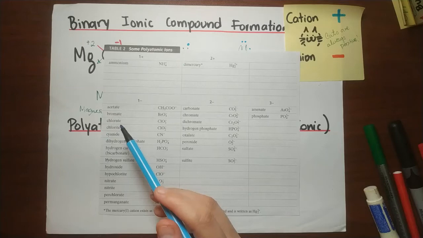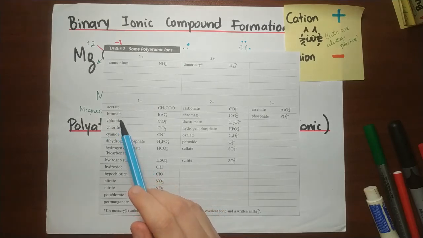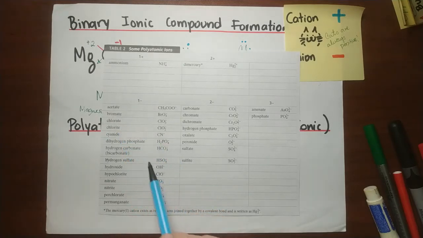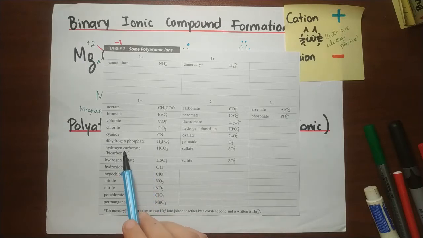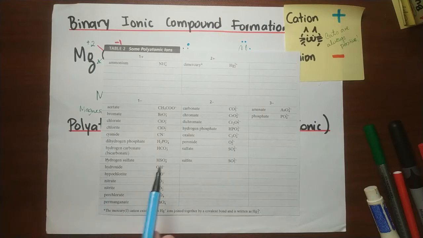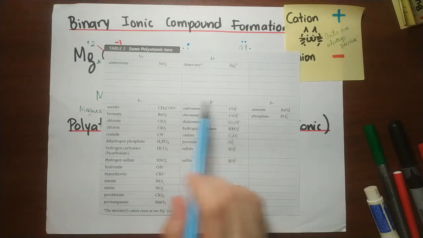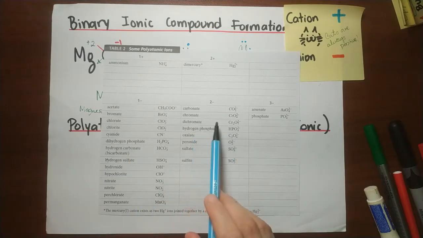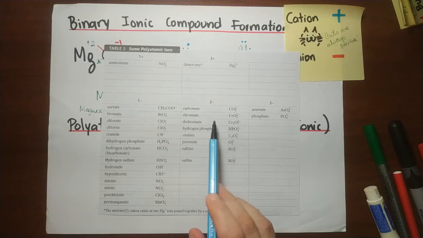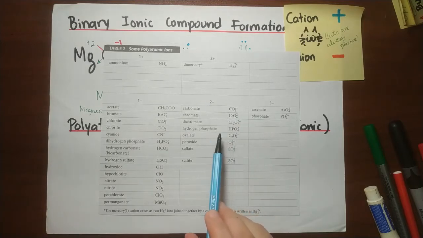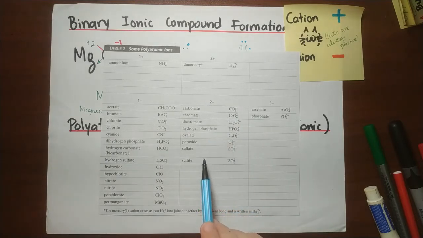all these polyatomic ions from this column here are -1 as a charge. Acetate, bromide, chloride, cyanide, dihydrogen phosphate, hydrogen carbonate or bicarbonate, hydrogen sulfate. All are the names in there. You can read them. Nitrate, nitrite, perchlorate, permanganate, hydroxide, hydrogen sulfate, etc. Those that have the charge of -2 are in the middle. And we have carbonate, chromate, dichromate, hydrogen phosphate, oxalate, peroxide, sulfate, sulfite.